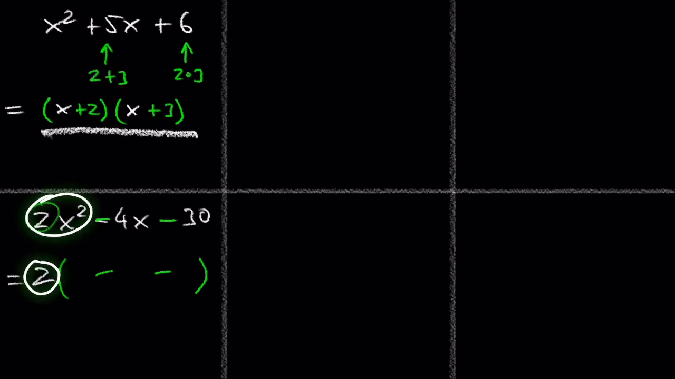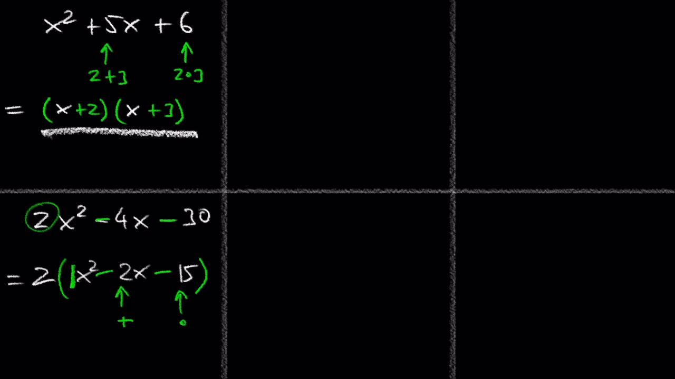2x squared divided by 2 is x squared. 4x divided by 2 is 2x. And 30 divided by 2 is 15. Now the leading coefficient is 1. Again, which two numbers multiplied by each other are negative 15? And the same numbers added together are the coefficient of x, which is negative 2.